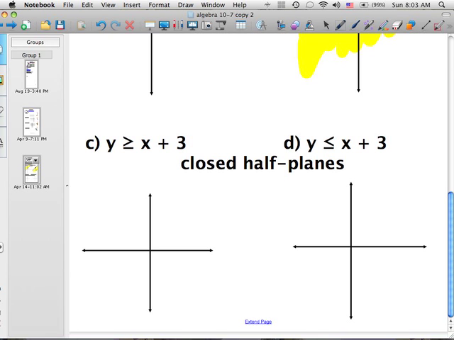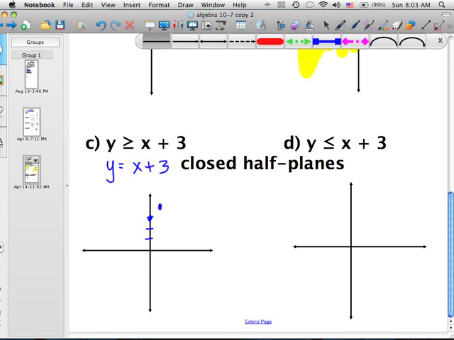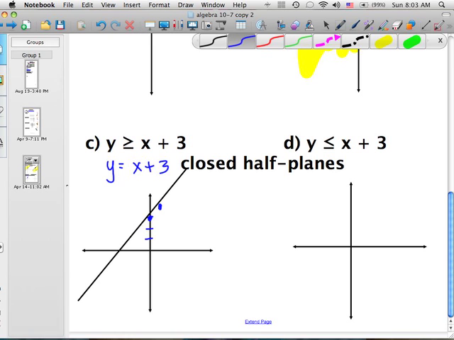It's the same inequality again, so y equals x plus 3 is our boundary equation. So we graph. There's our intercept, up 1, right 1. This time we would have a solid line. And it says greater than or equal to, so we'd have to shade above. And this is considered a closed half plane because you include the line. And the other one would be a closed half plane shaded below.